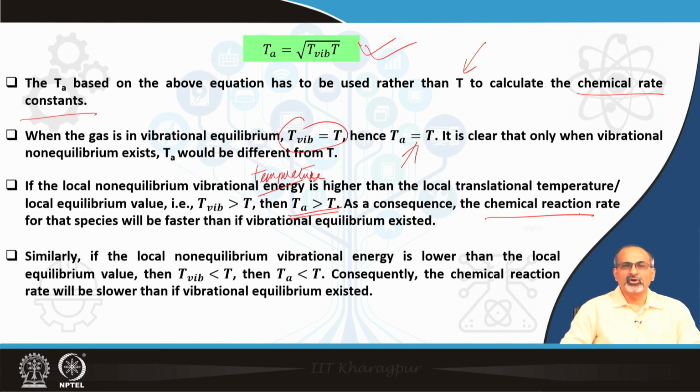Similarly, if the local non-equilibrium vibrational energy is lower than the local equilibrium value, then automatically the average temperature will fall below the translational temperature. Consequently, the chemical reaction rate will also become slower than if vibrational equilibrium existed. So, this is how the Park model essentially functions.